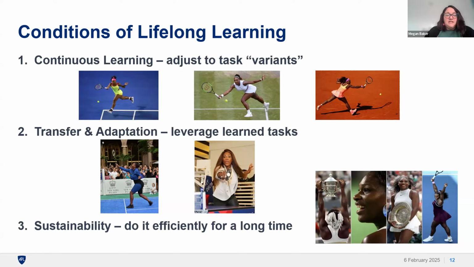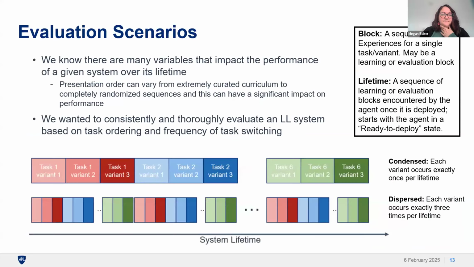And lastly, we want this lifelong learning system to sustainably, efficiently perform for a long period of time. These three conditions are more than just a sequence of zero-shot experiences. We want a system to live its life, if you will, while experiencing and learning and adapting, leveraging the information and experience it gets as it goes.